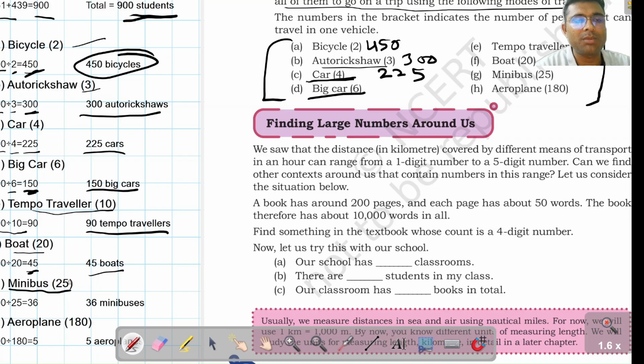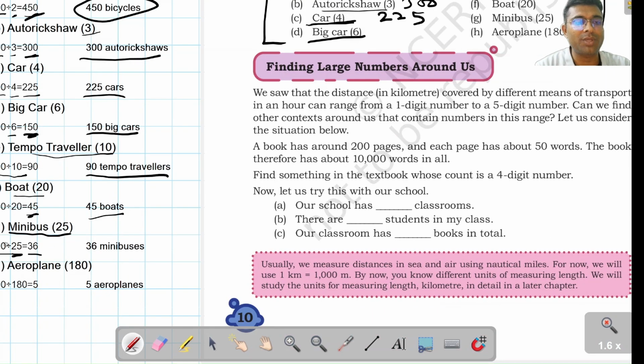If they are going in a minibus, in one minibus 25 students can sit, so 900 divided by 25, it will be 36 minibuses. If they are going in an aeroplane, in one aeroplane 180 students can sit, so total number of students, that is 900 divided by 180, that is 5.